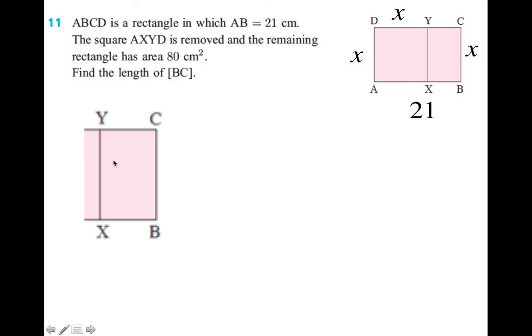It has an area of 80. So let's label this rectangle. This is x. Now how long is this? How long is xb? Well, if you look at this diagram, if this is all 21, and this piece is x, then this piece must be 21 minus this piece, which is x. So this must be 21 minus x. So that's what I labeled here.